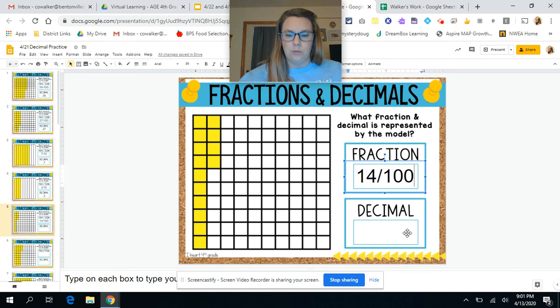And what would my decimal look like? If I know that it goes ones, decimal, tenths, and then hundredths, what is this one going to look like? It's going to be and our decimal 14 hundredths. So that's what this one should have looked like. So we've gone through 4 of them. We talked about tenths and hundredths.